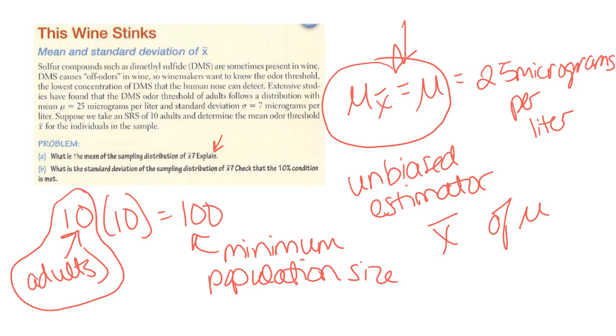And so I can go ahead and use my standard deviation formula, which is the population standard deviation over the square root of the sample size. So 7 over the square root of 10, which gives me 2.214.